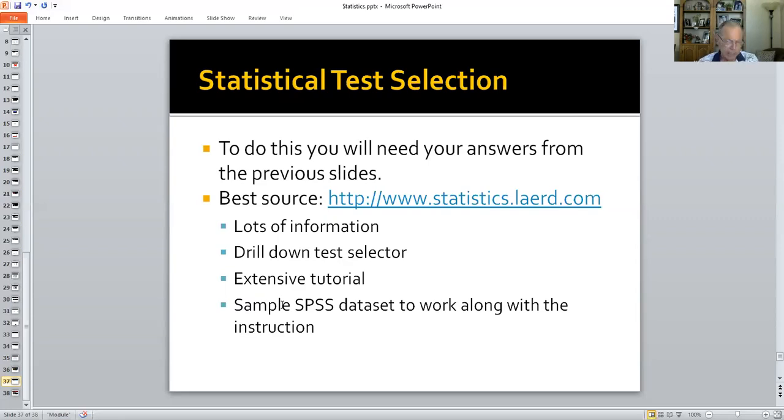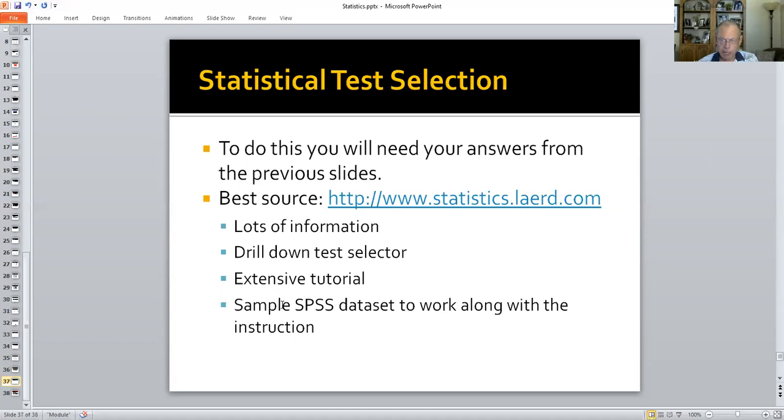Laird is fantastic, filled with information. You don't know what test to use? Use that drill down test selector. Just answer the questions. It'll say, okay, this is what you got to do. And then it's going to show you how to do it. And then if that's not enough, it's going to give you a work-along data sheet so you can practice some more. So if you're going to use it, Laird is worth the money.